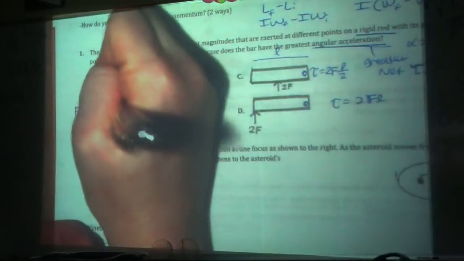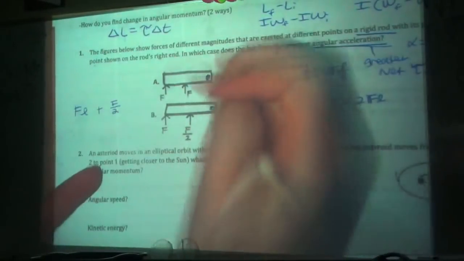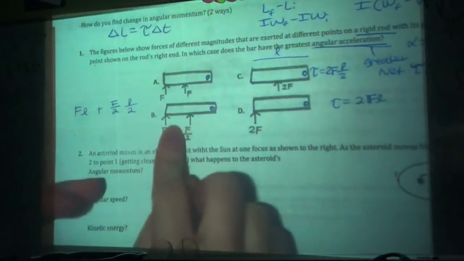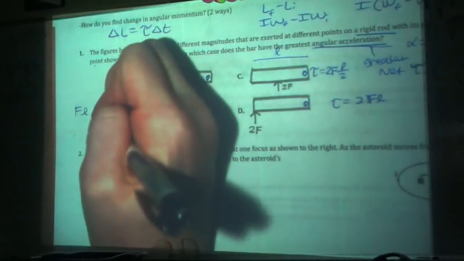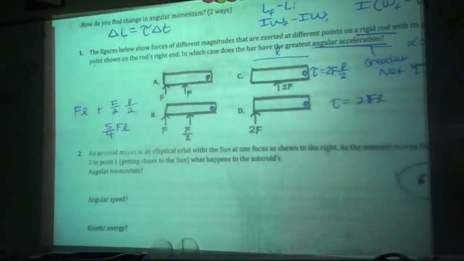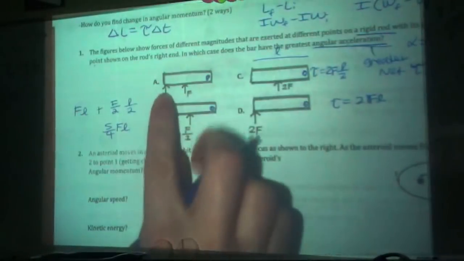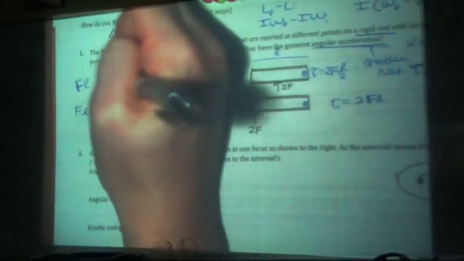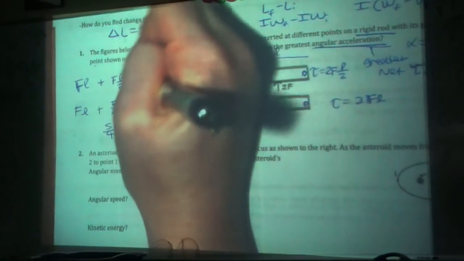The first torque would be F times where it's applied, at the L, plus the other torque is this force, but it's applied at the halfway point. I don't know that it's exactly L over 2, but you get the rough idea. And then that would be 1 plus 1/4, so that would be 5/4 FL. And then here I have two torques, so I'm going to add the two torques together. The first torque is F times it's applied at the length, plus the other F applied at L over 2. That's 1 plus 1/2, which is 3/2 FL.